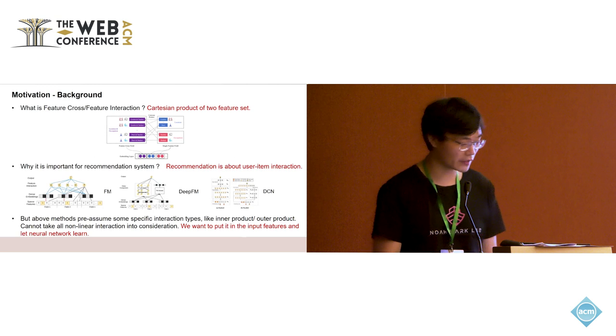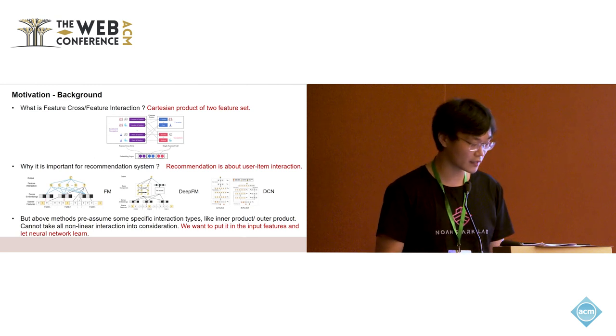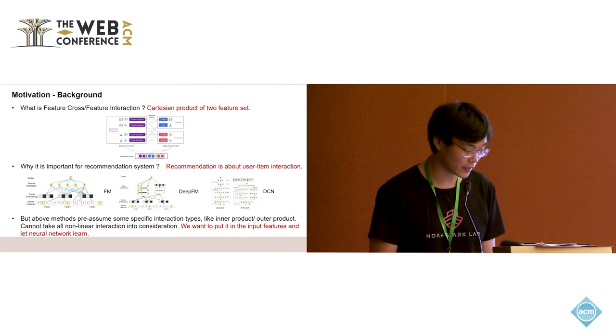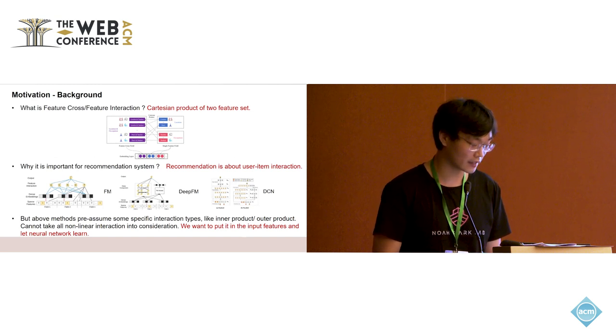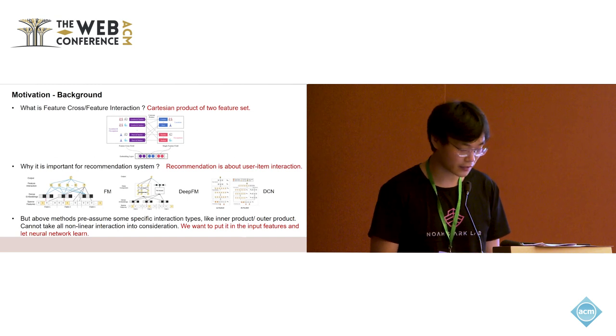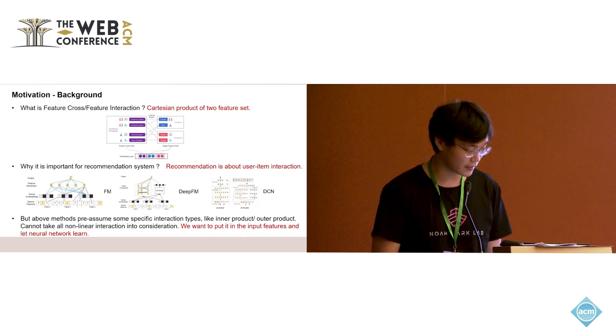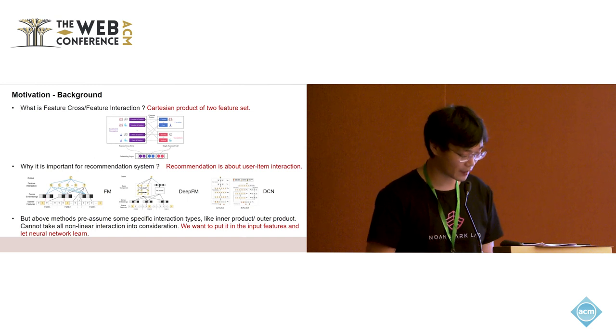So first, I will describe our motivation. So what is the background? What is the feature cross or feature interaction? Basically, it's a Cartesian product of two feature sets. For example, if you have a feature named location and another one named occupation, then the cross feature would be all possible combinations of these two features, as described in the right part of this purple part.